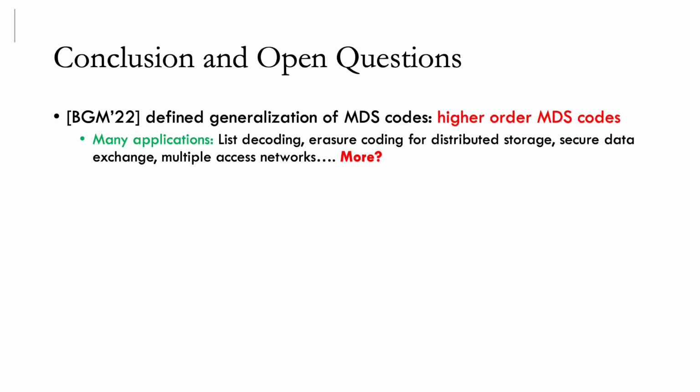To conclude, our prior work defined a generalization of MDS codes called higher order MDS codes. As this work shows, there are many applications for higher order MDS codes between list decoding, erasure coding, secure data exchange, and so forth. It would be interesting to know if there are even more applications. One open question we have is whether there exist explicit constructions of higher order MDS codes. Finding nice constructions could help in the theory of pseudo-randomness and other such constructions.